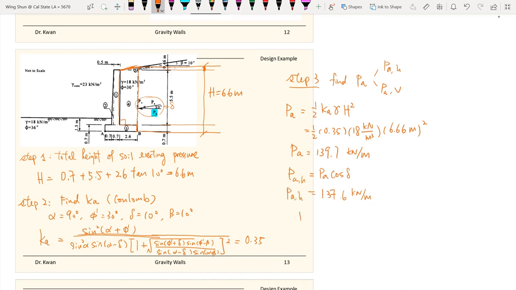And the vertical direction loading from the backfill to the wall will be equal to Pa times the sine of the interface angle, which equals 24.3 kilonewtons per meter. Again, the angle is 10 degrees. So this is your horizontal loading, and this is your vertical loading.